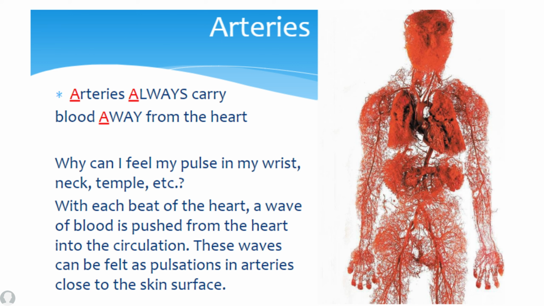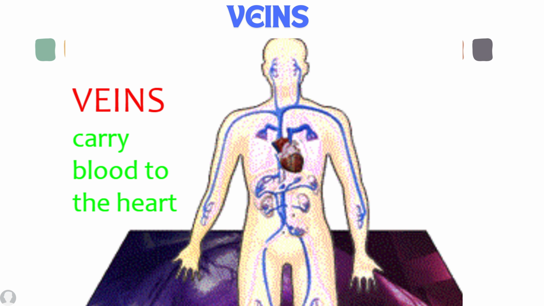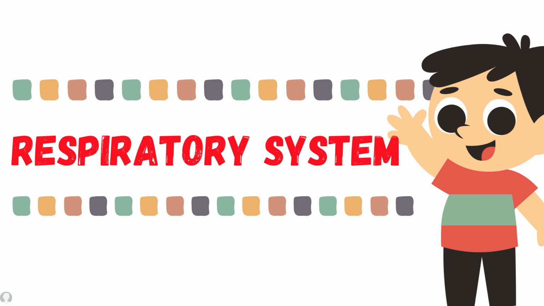Why can I feel my pulse in my wrist, neck, and temple? With each beat of the heart, a wave of blood is pushed from the heart into the circulation. These waves can be felt as pulsations in arteries close to the skin surface. The veins carry blood to the heart. Let us now go to the respiratory system.